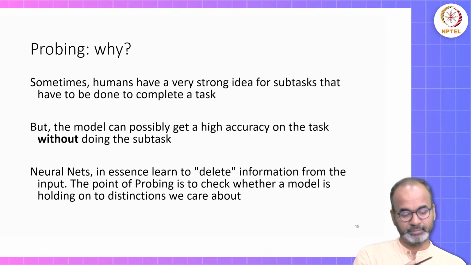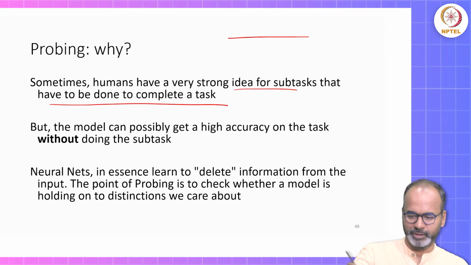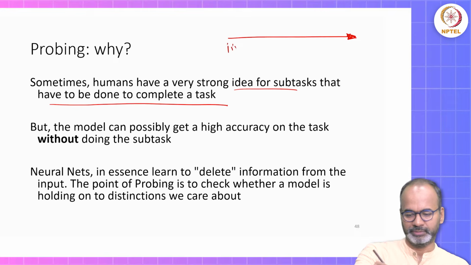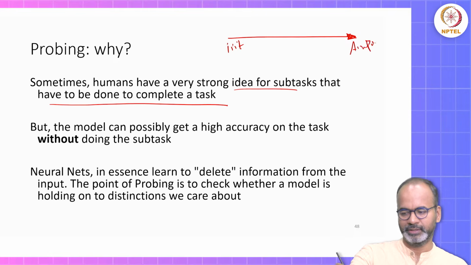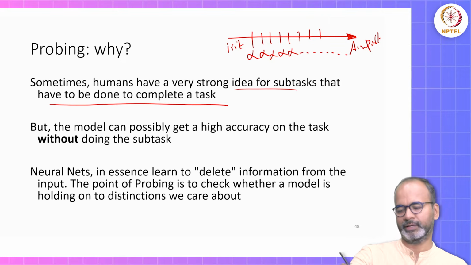So why do we need probing? Because humans have a very strong idea of subtasks that have to be done to complete a task. For example, if I tell you to go from here to the airport, this idea is also called hierarchical planning. If I were to go from, so to say, IIIT to the airport, right, we can actually break this task into multiple smaller tasks, which is getting out of this room, walking downstairs, booking a cab, sitting in the cab, taking my bag with me, and all that. Right? We're able to break a task into multiple subtasks to achieve the task itself.